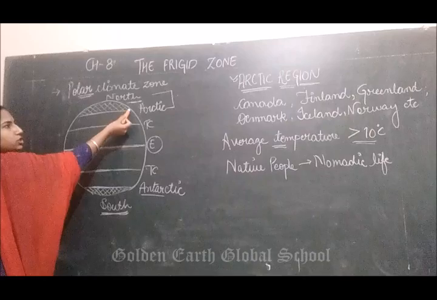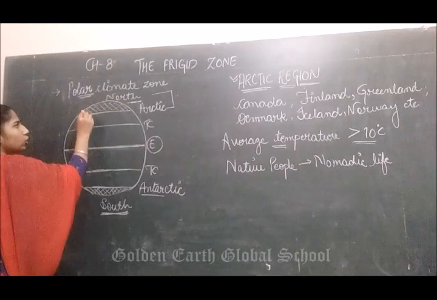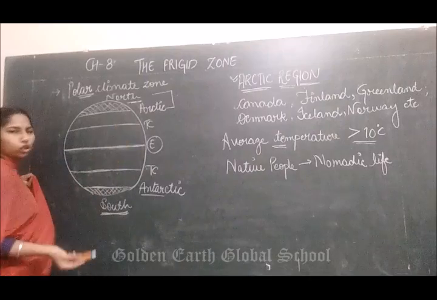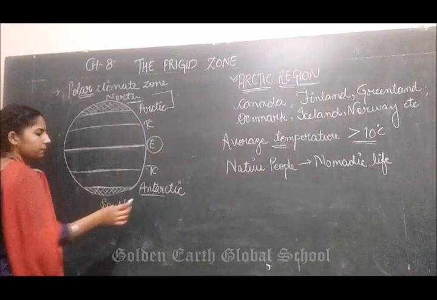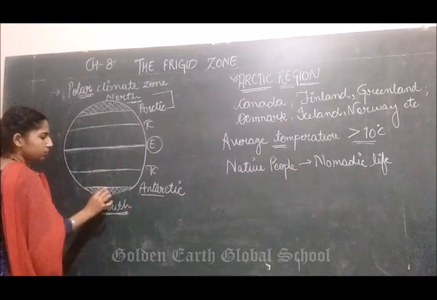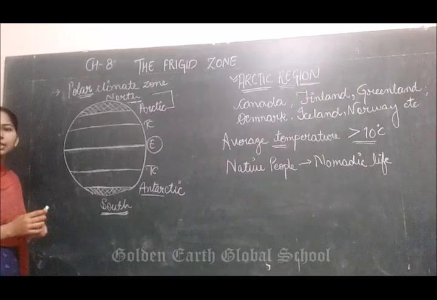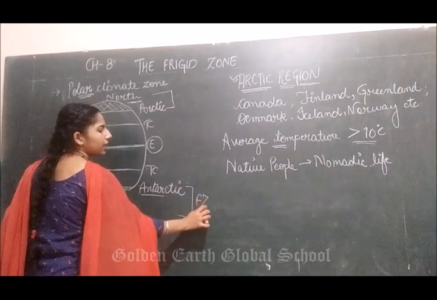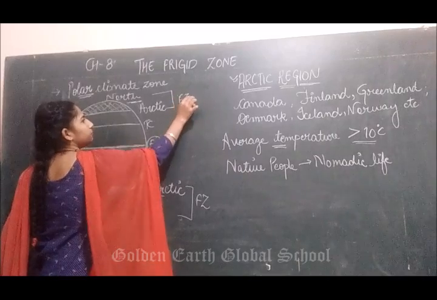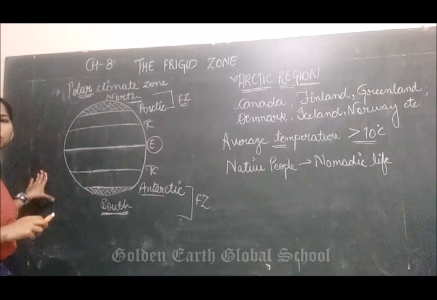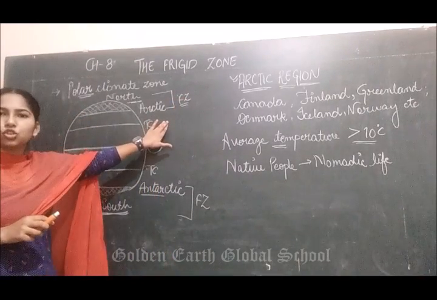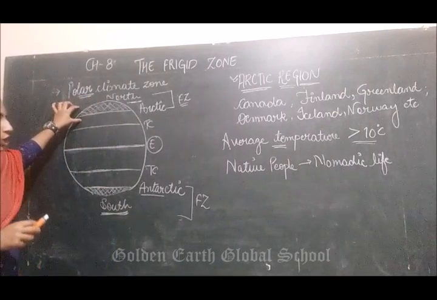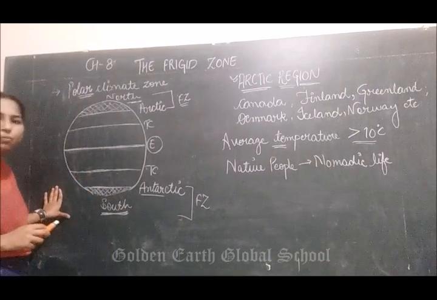So the region between the Arctic Circle and the North Pole in the northern hemisphere, and the region between the Antarctic Circle and the South Pole in the southern hemisphere, these two regions are known as the frigid zone regions. Here, this portion is in the North Pole and this is in the South Pole.